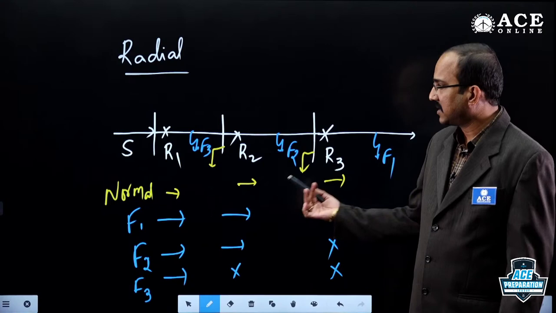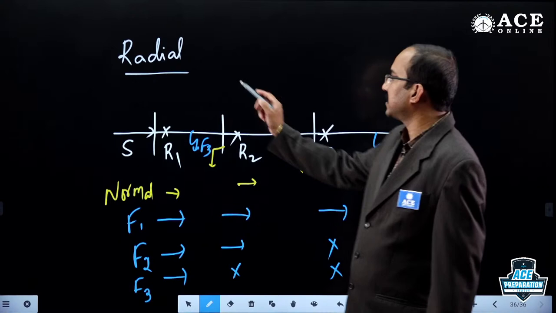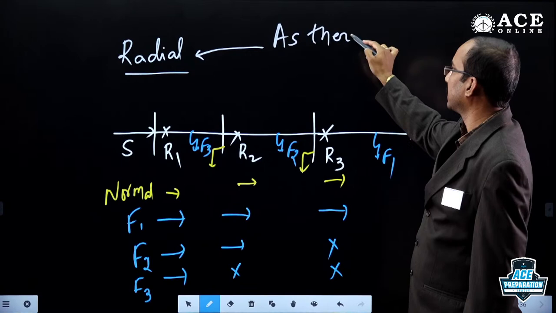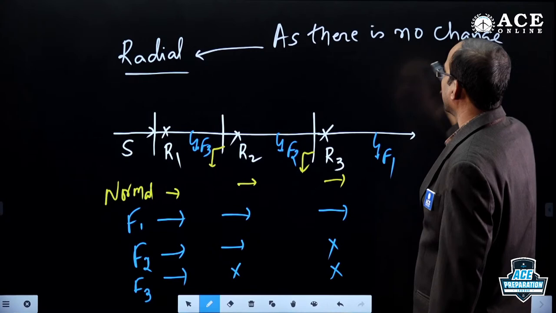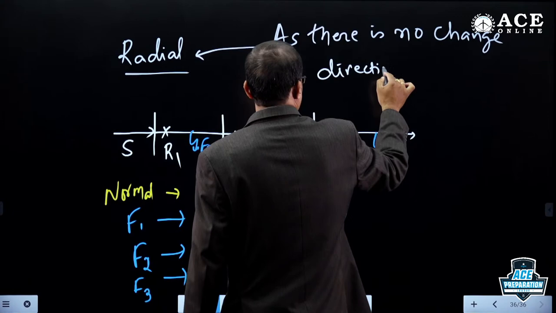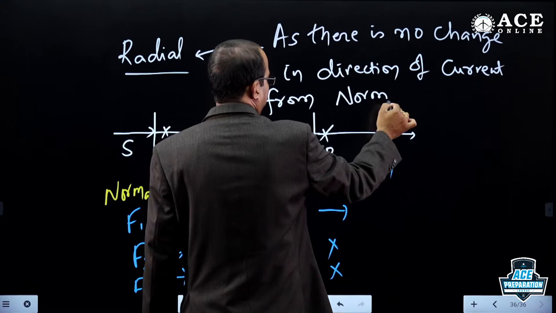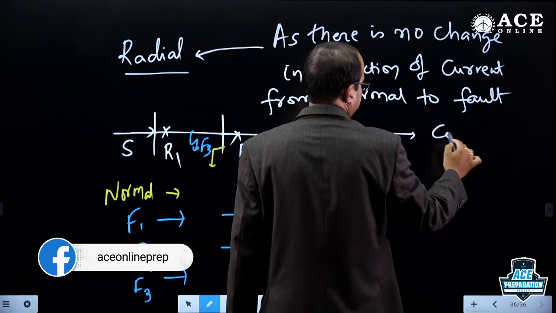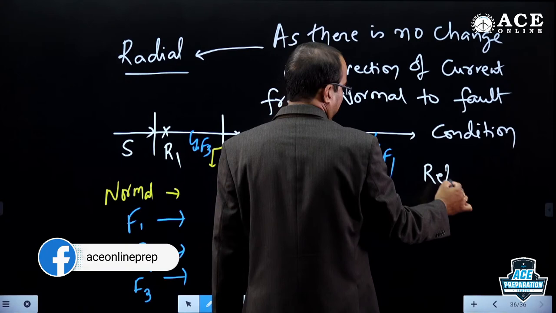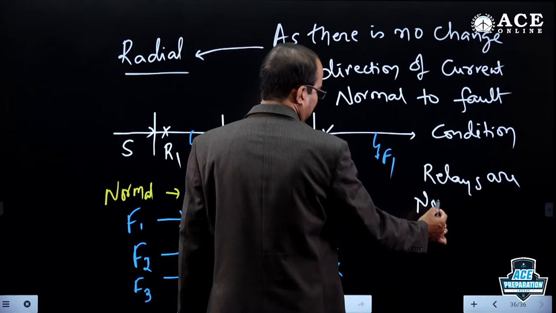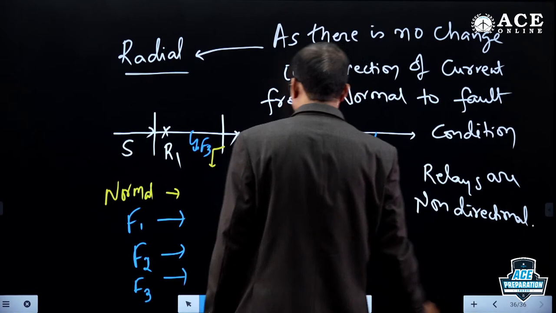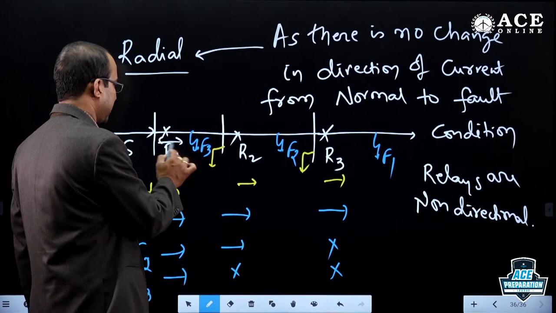No. As there is no change in direction of current, in case of radial system, which type of relays are used? So, as there is no change in direction of current from normal to fault condition, relays are non-directional, yes or no? Relays are non-directional. The relays which you are using here are non-directional. Okay, R1 is non-directional, R2 is non-directional, and R3 is also non-directional.